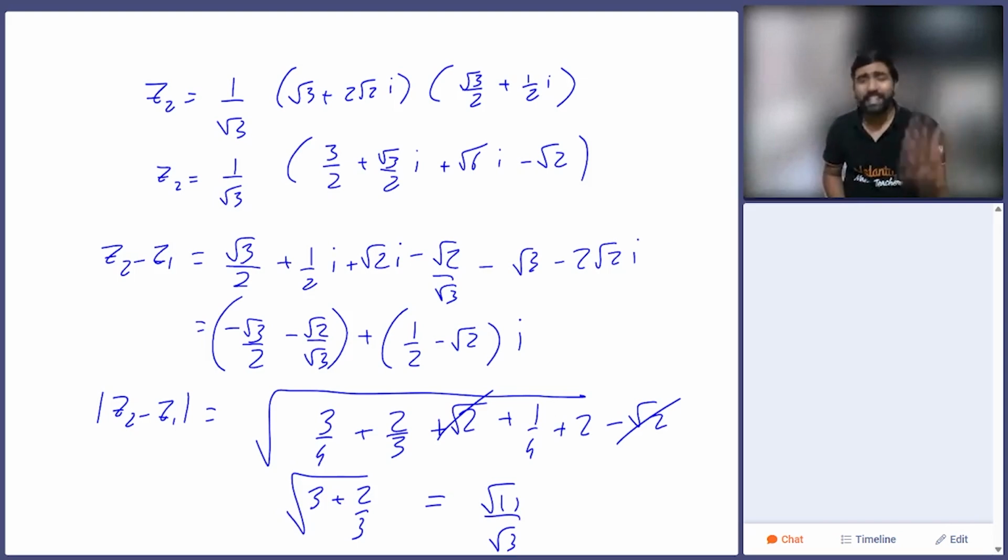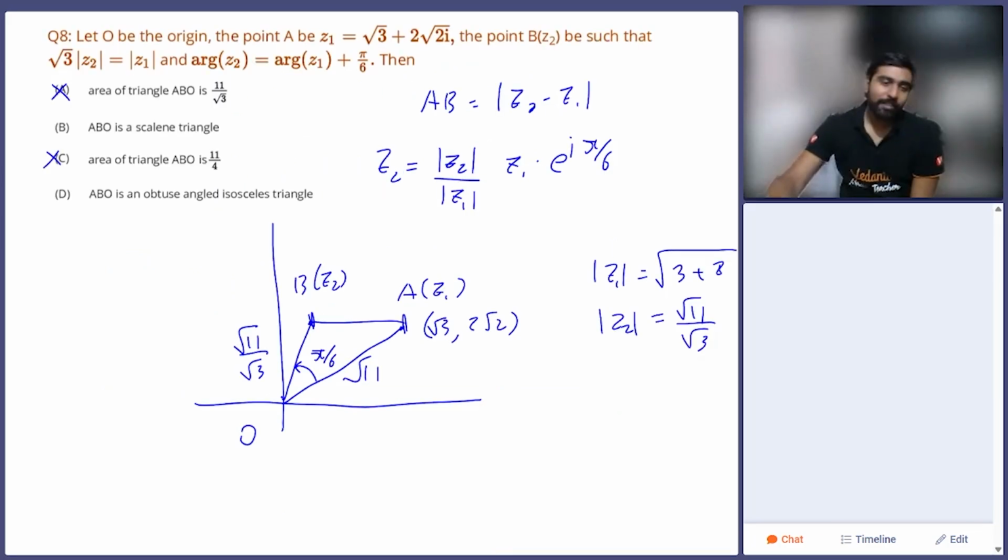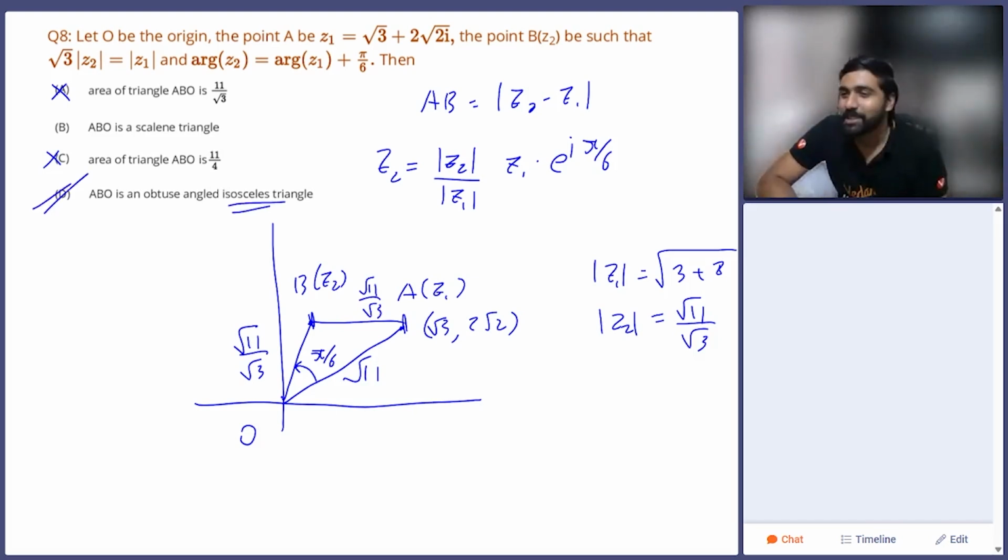Basically you have the root of 3 plus 2 by 3, which is equal to root 11 by root 3. Finally, a very tedious question, right? This I would say is quite a tedious question, very calculative. But overall we have got root 11 by root 3 as the modulus of Z2 minus Z1, which I can see is equal to OB, meaning it is actually an isosceles triangle. Option D is the answer for this question. Okay, everyone? Hope the idea is clear over here.